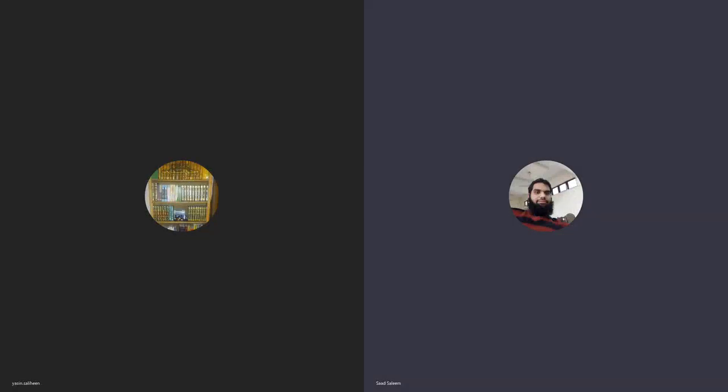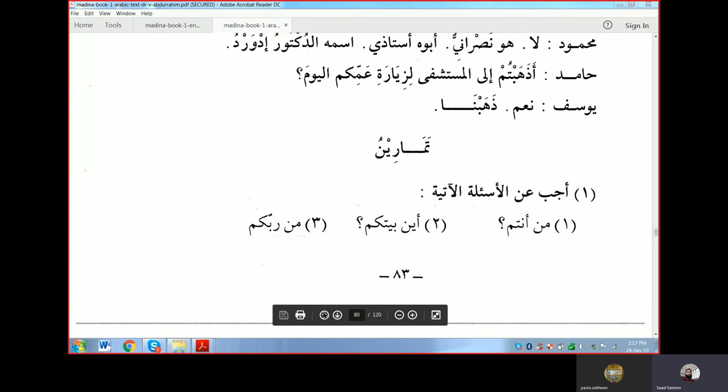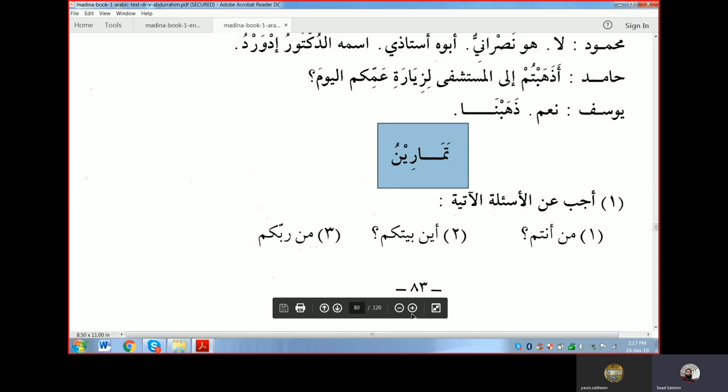Arabic language, page number 80 on the PDF. Here we have tamarin exercises. Start reading these exercises.